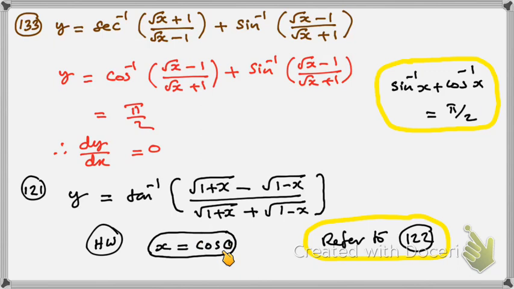Then I'll say let x be equal to cos theta. You replace x by cos theta, then the simplification would be exactly the same as 122 in the previous video. Practice it and then come back and complete this question exactly the same way. And do not forget to differentiate at the end because these questions are basically to differentiate.